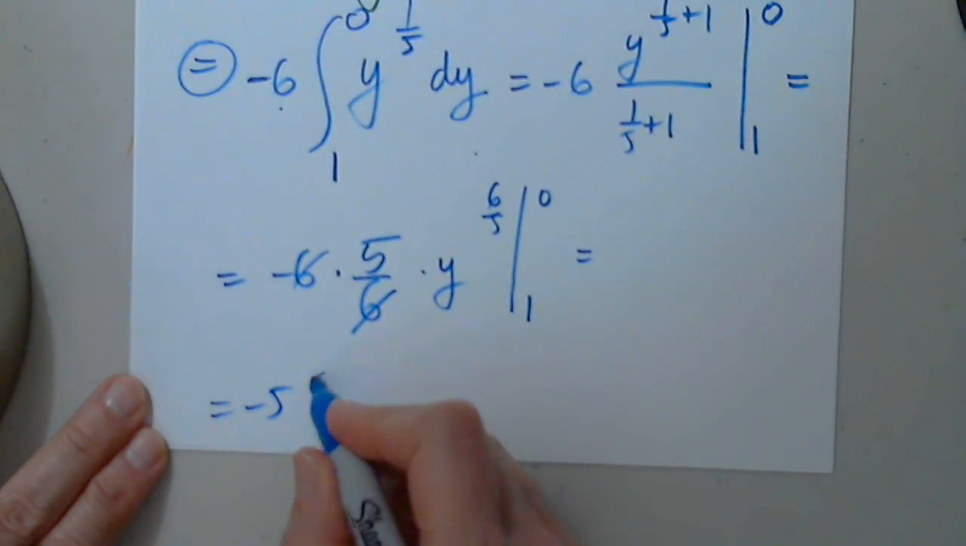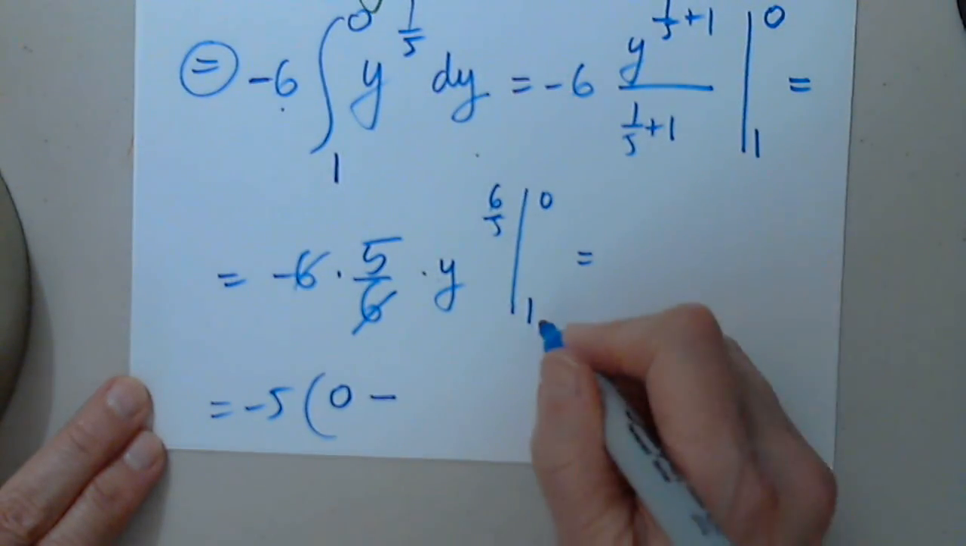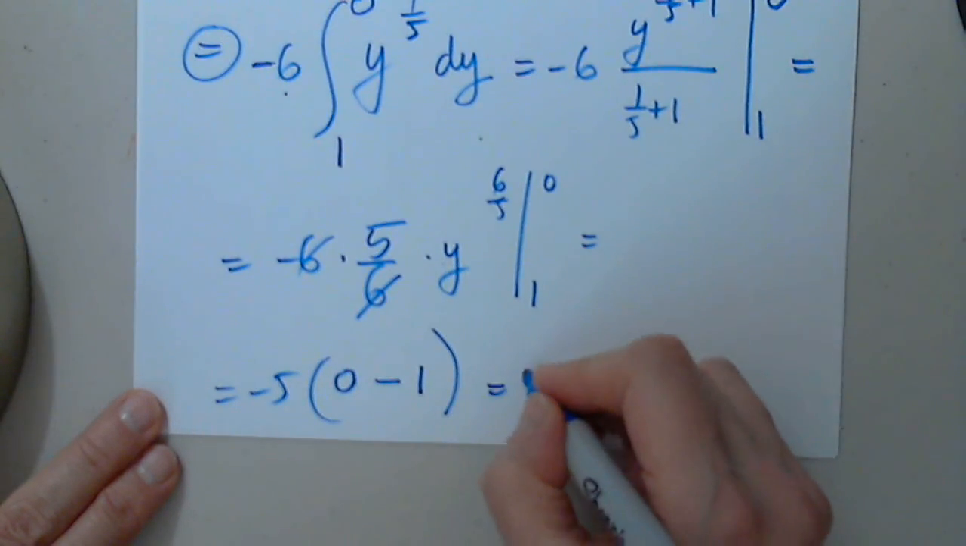Negative 5. When I plug in 0, I get 0. Minus, when I plug in 1, I get 1. And the answer is 5.